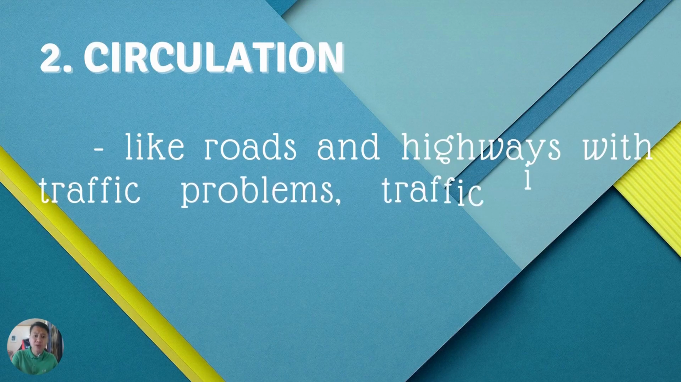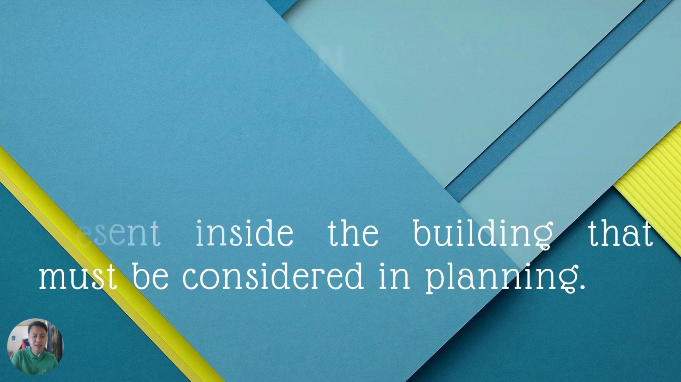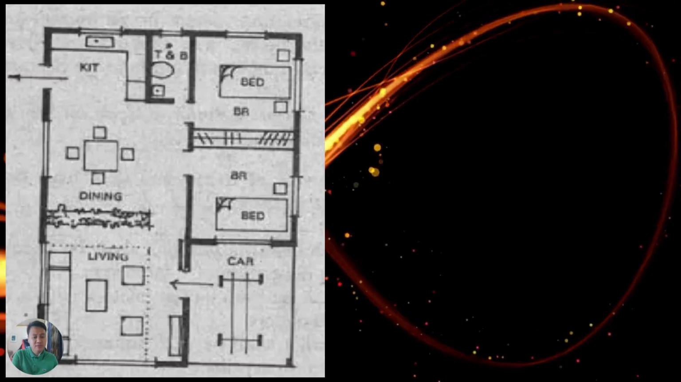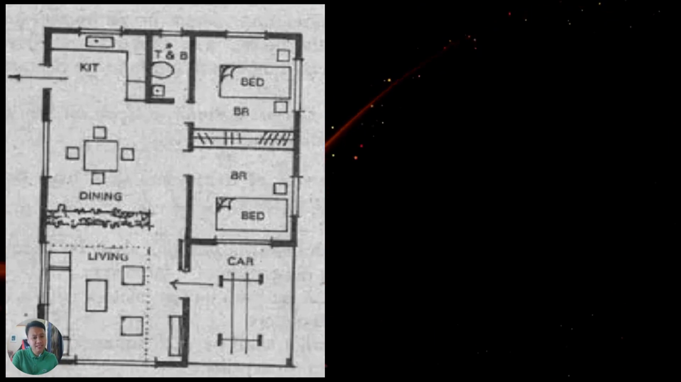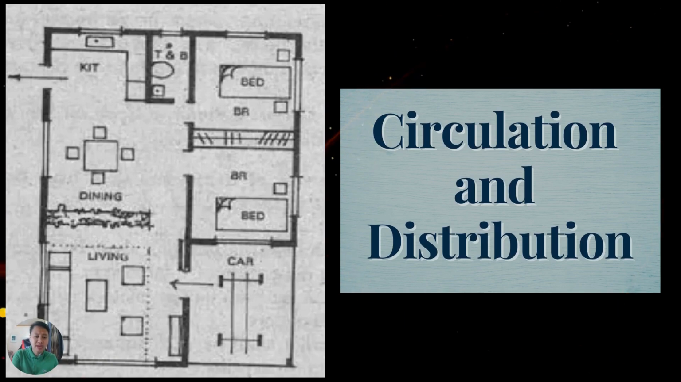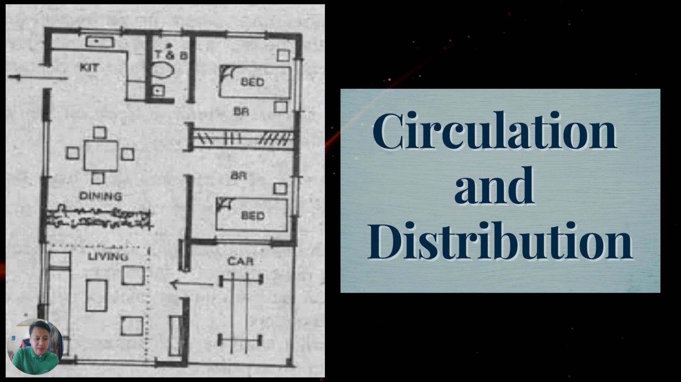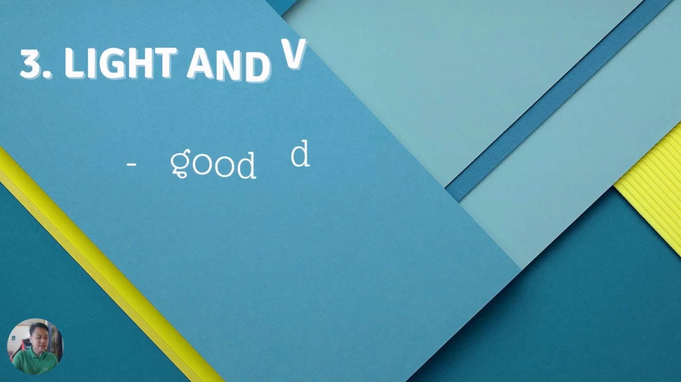Circulations, like roads and highways with traffic problems, traffic is also present inside the building that must be considered in planning. As you can see in this floor plan, this house has an excellent circulation and distribution. Kasi kapag baba ng sasakyan mula sa garage, may entrance door agad papasok ng bahay because they are also interrelated. At kitang-kita rin na sa planong ito, accessible ang way papuntang dining, bedroom, kitchen, toilet, and bath. At kung may bisita man, syempre sa living area natin sila unang ina-accommodate, so hindi nakokompromiso yung privacy ng bedroom at ng kitchen. Lights and ventilations.